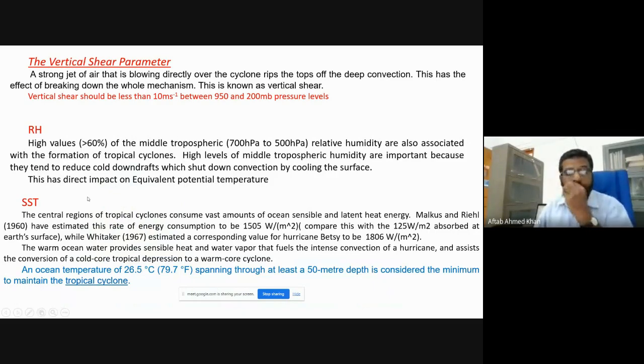Sea surface temperature alone is not a criterion for formation of a cyclone. Of course, it has to be more than 26.5 degrees in the upper 50 meters. A lot of energy can then be provided to the cyclone. Energy to the cyclone comes basically in two forms. One is sensible heat flux, which I spoke to you about, and one is latent heat flux, wherein H2O evaporates, acquires a lot of energy, and gets into the atmospheric system.